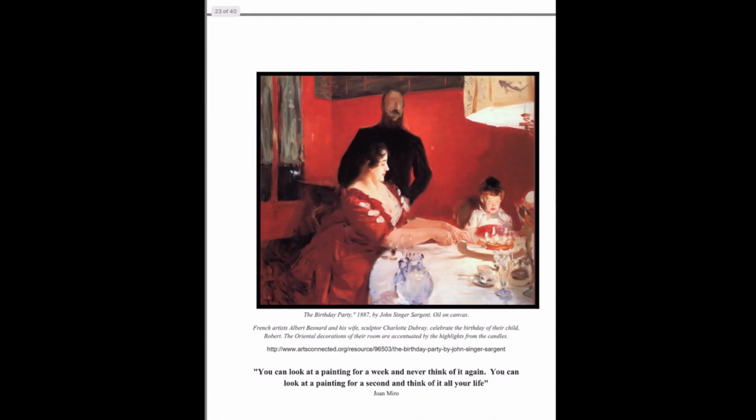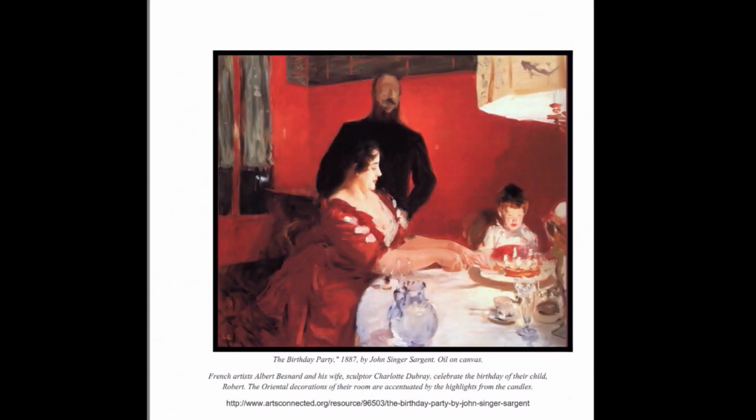Here's another image, and this is a birthday party, and this was of his friend and his family, Albert Besnard and his wife. Albert was a painter. His wife was a sculptor, okay? And clearly, if you look at this image, she kind of runs the household because she's dominating this image, right? It's the area of the greater contrast. It's the little boy's birthday, but it's all about her, okay? It's really all about her.